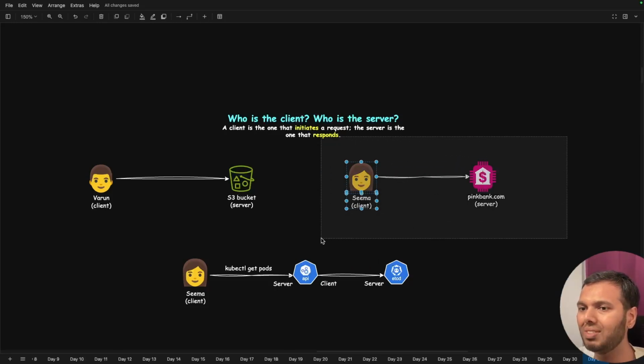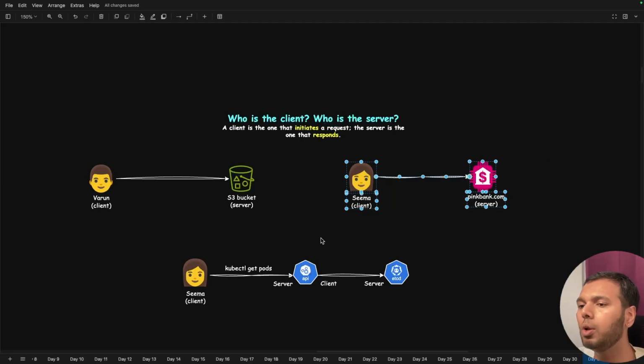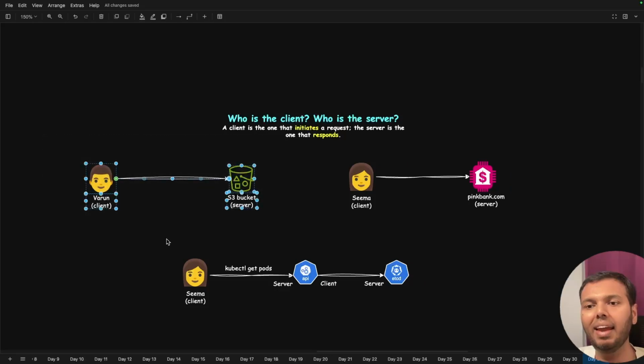So here what we see is called one-way TLS. Only the server is presenting the TLS certificate, the client is not. Whenever you access your S3 bucket, it is the S3 bucket that provides the certificate. It is not Varun, the client, who presents any certificate.